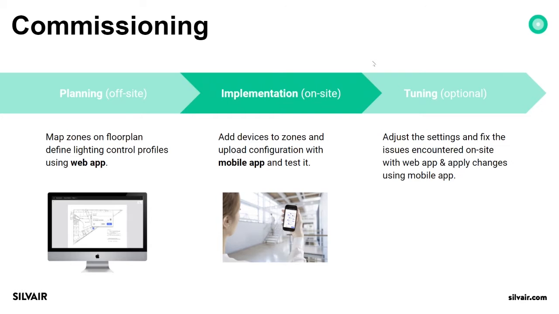So previously we talked about planning, which is done using the web application. Implementation is done on-site physically with the mobile app. And the third stage for successful project commissioning is tuning. We will talk about this later.